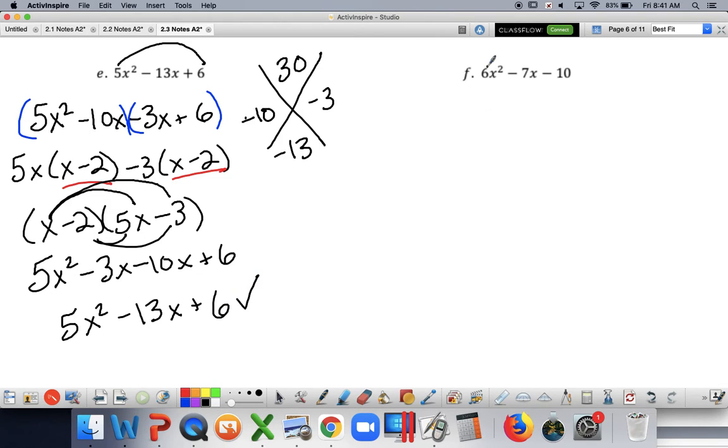All right, let's look at F. I have a negative 60 and a negative 7. So I'm looking for two numbers that are going to multiply through to give me a negative 60 and add to give me a negative 7. I have negative 12 and positive 5.